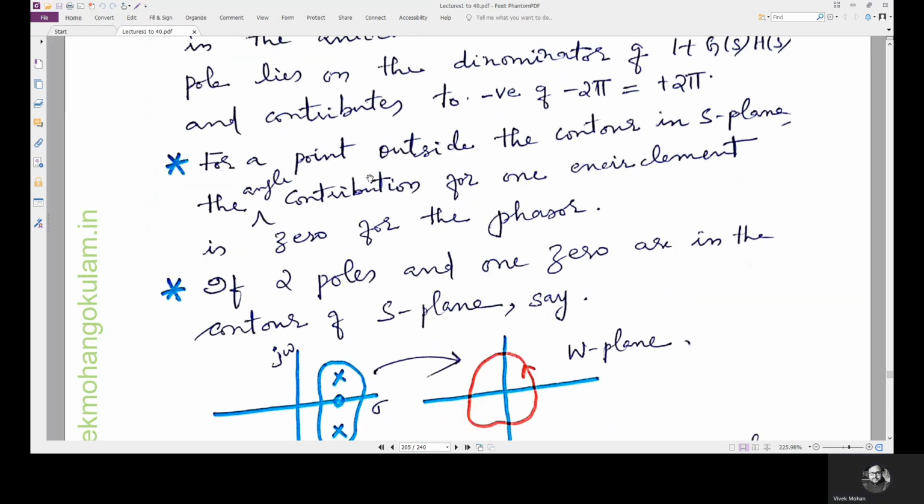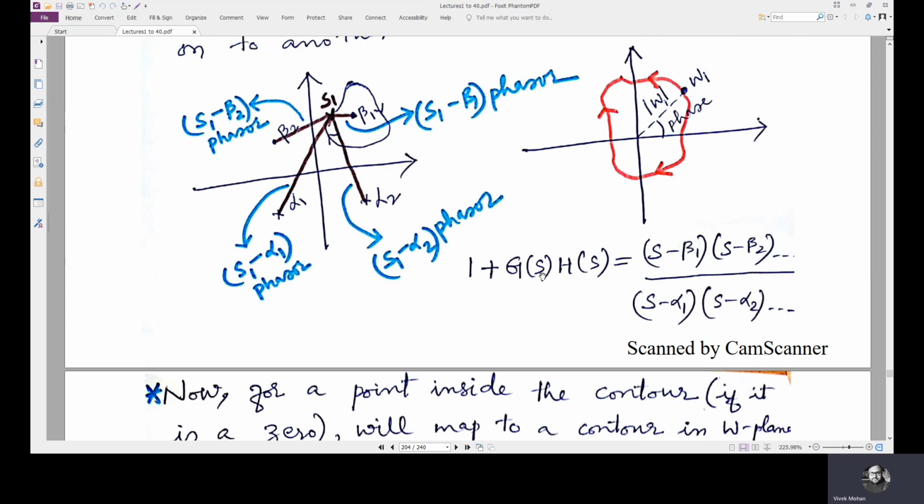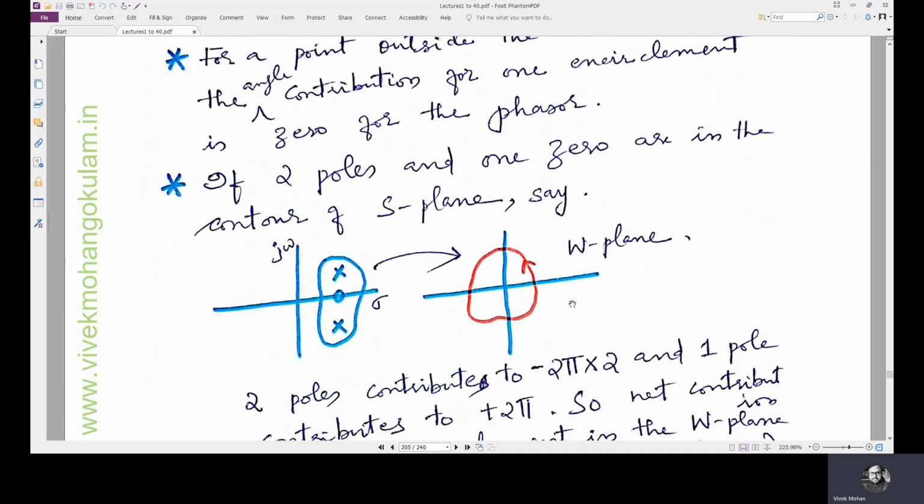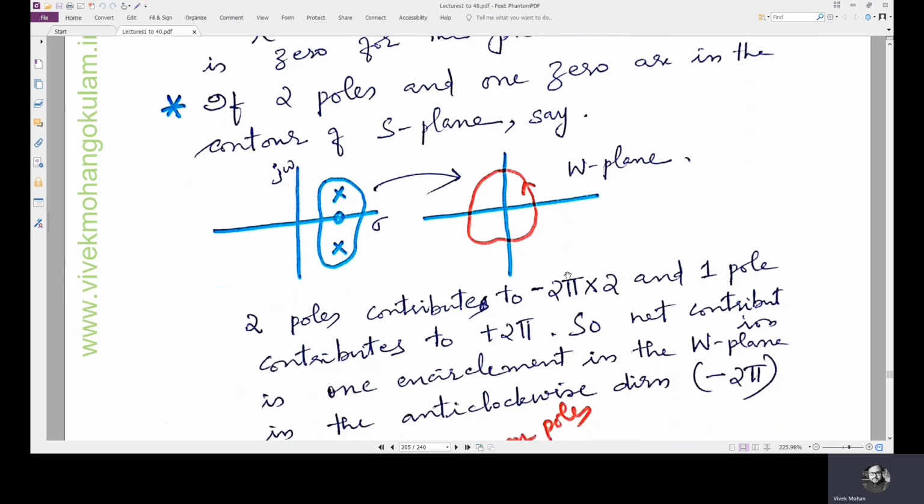Now, for a point outside the contour in the S plane, the angle contribution for one encirclement is 0 for the phasor. That we have already seen. For any point outside, when we traverse through the contour, for every upward movement there is a downward movement. For every positive angle there is a negative angle. So while traversing throughout the contour, the total contribution of angle would be 0. Now, with this concept we will see an example.